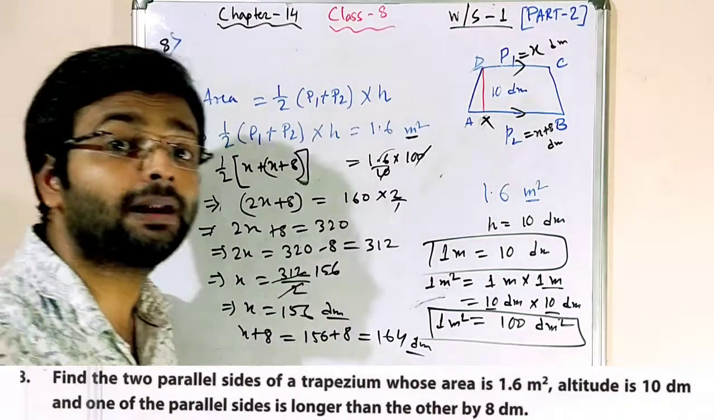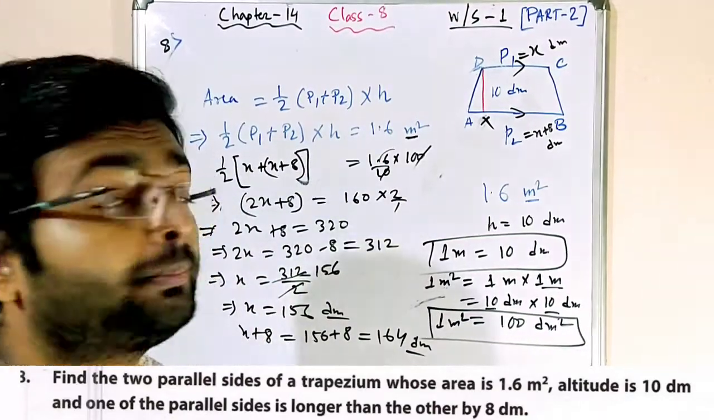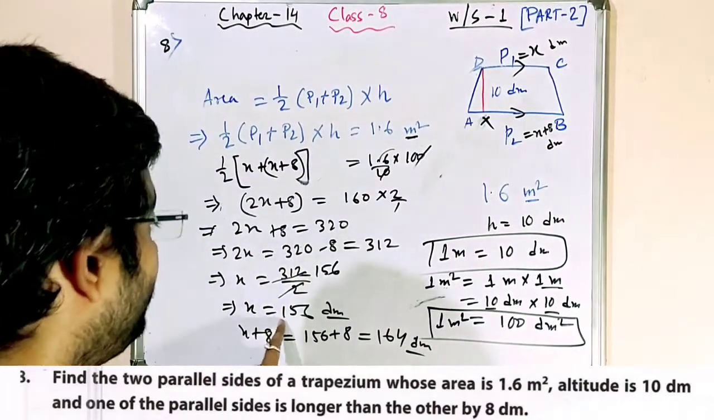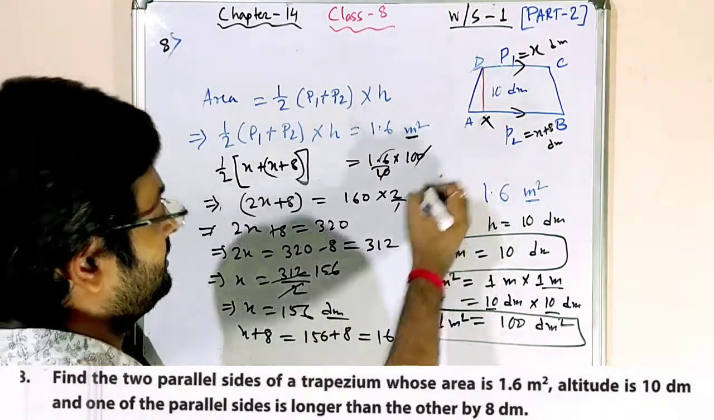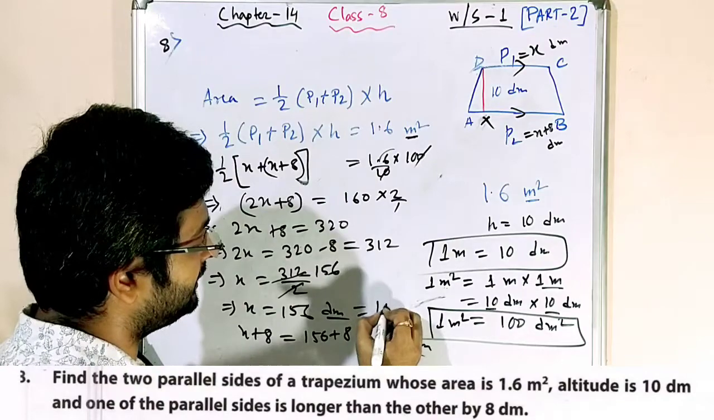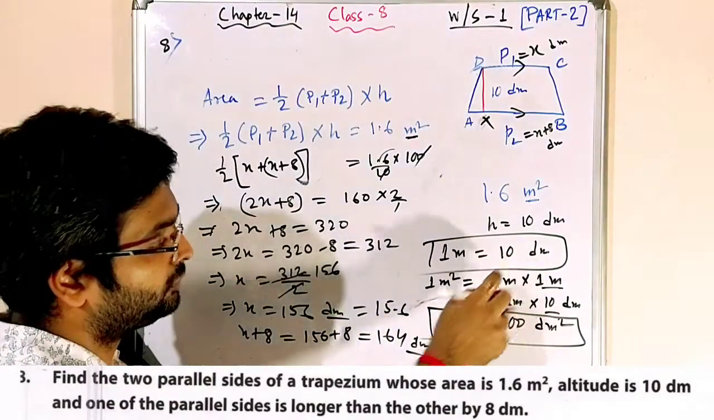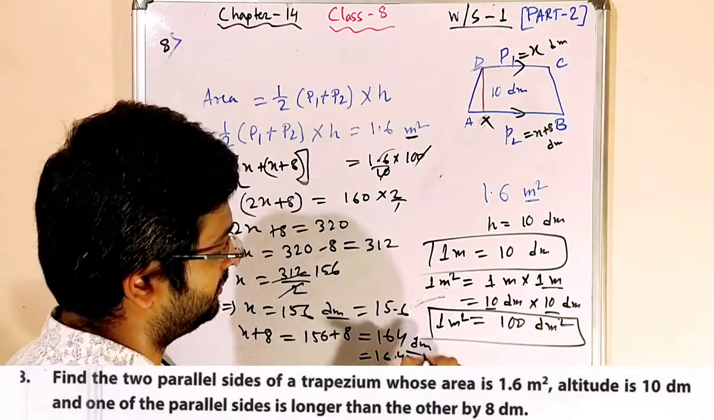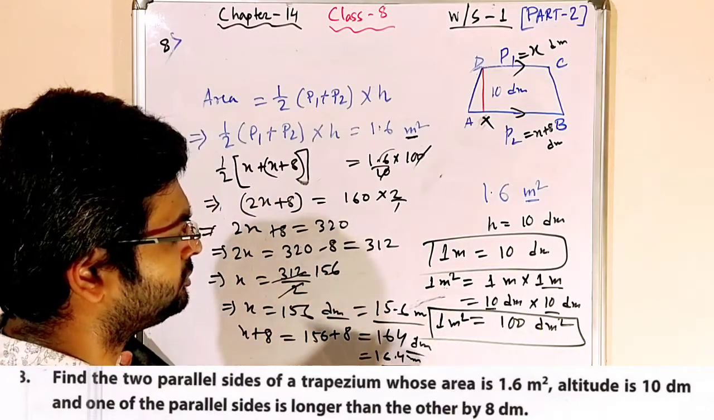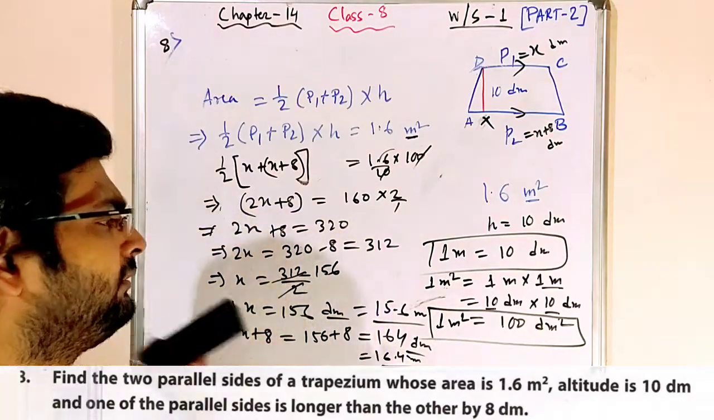So the lengths of the parallel sides are 156 decimeter and 164 decimeter, or you can say 156 decimeter means 15.6 meter, because we divide by 10, and 16.4 meter. This is also meter. Anything, you can write either one.